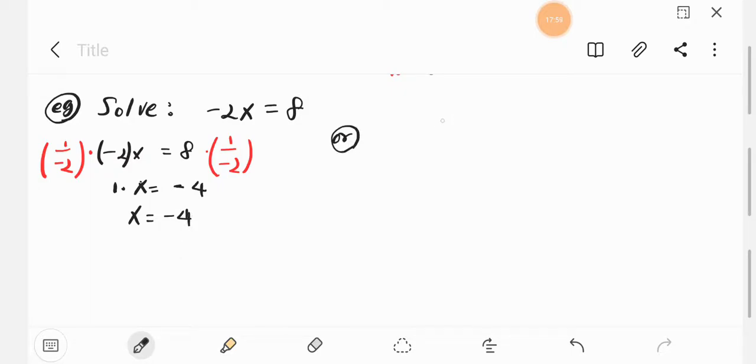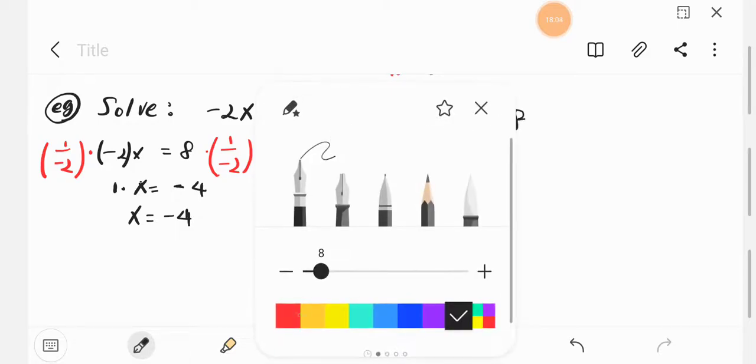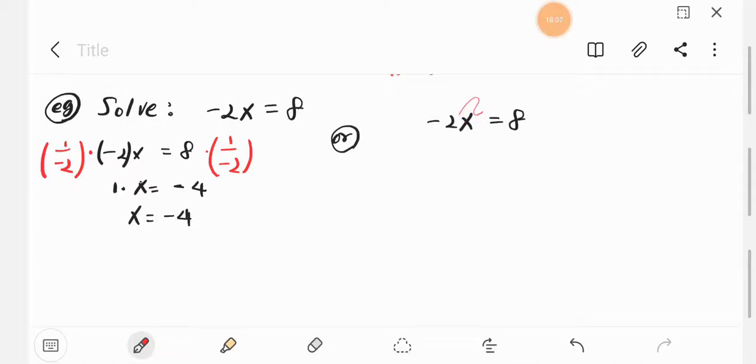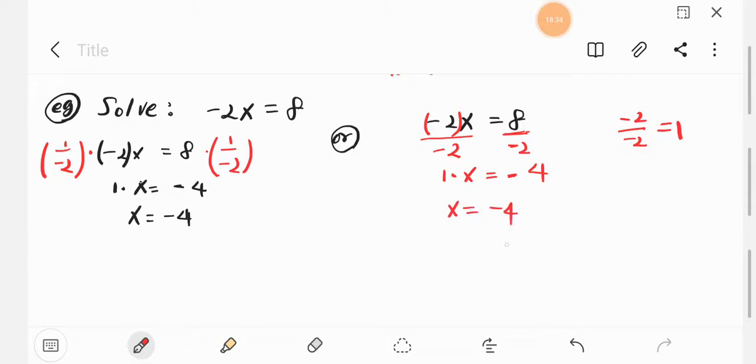Or you can do it this way. Negative 2x is equal to 8. So we can divide by what? X is together with negative 2, right? So divide each side by the same number, negative 2. Because negative 2 over negative 2 is equal to 1, you can write 1 times x is equal to, and the quotient has different signs, so the result is negative. 8 over 2 is 4. So finally, x is equal to negative 4.